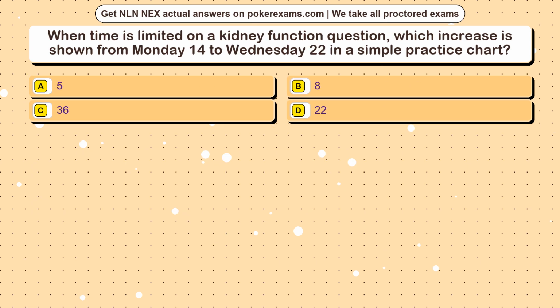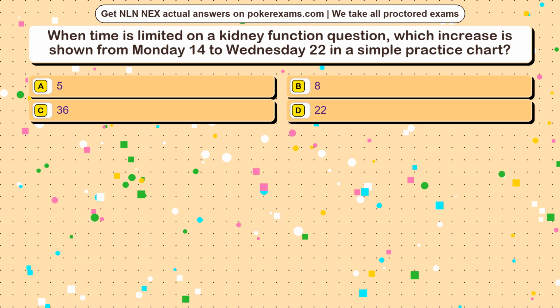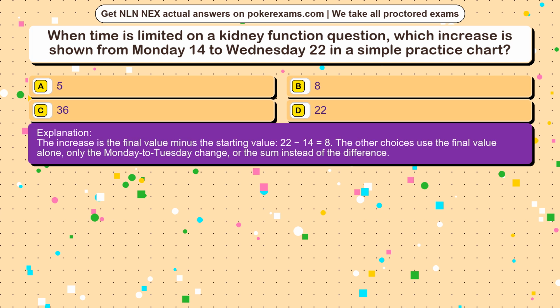Question 5. When time is limited on a kidney function question, which increase is shown from Monday 14 to Wednesday 22 in a simple practice chart? Option A, 5. Option B, 8. Option C, 36. Option D, 22. The correct answer is option B. The increase is the final value minus the starting value, 22 minus 14 equals 8. The other choices use the final value alone, only the Monday to Tuesday change, or the sum instead of the difference.